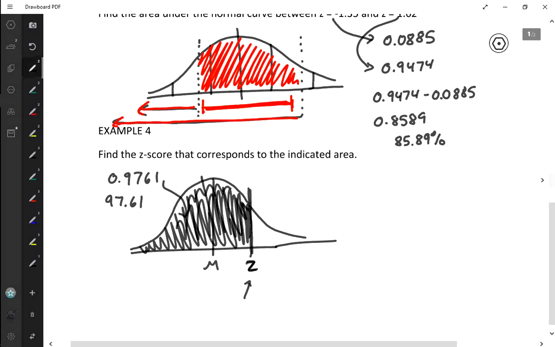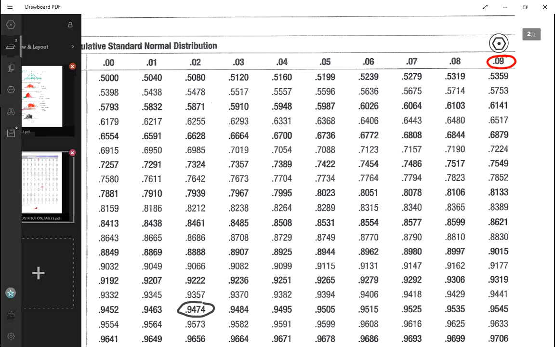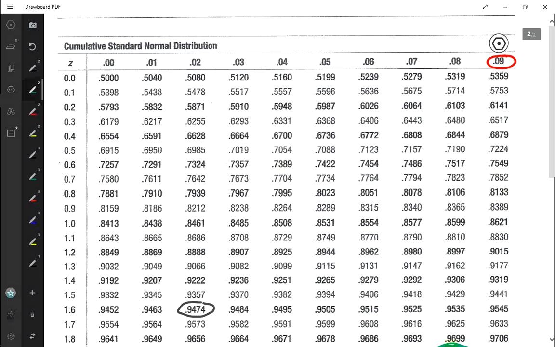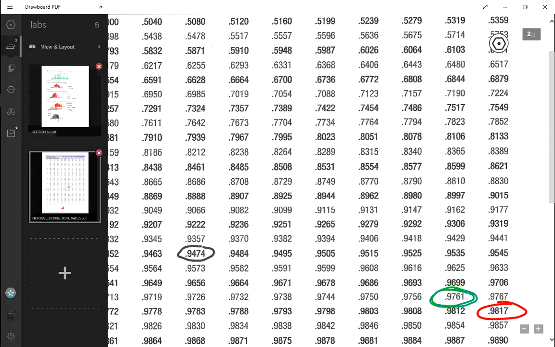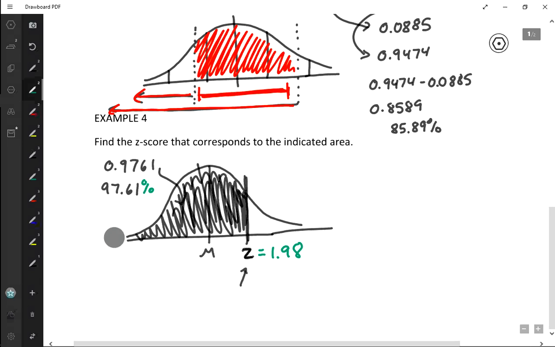So we need to go to our table and in the area section find 0.9761. So back to that, 0.9761, here's the 9761, there it is, 0.9761 is right here. So the z-score related to the area under the curve of that is 1.98, and it's in the 0.08. So 1.98. This z-score right here is equal to 1.98. So at that z-score of 1.98, you have 97.61% of your data to the left of that z-score.